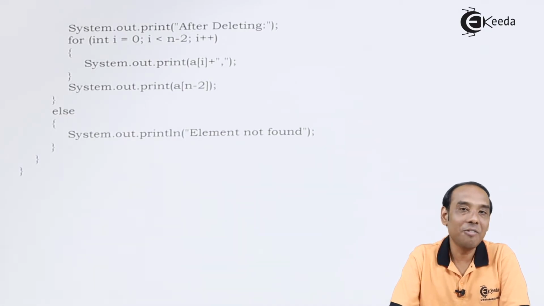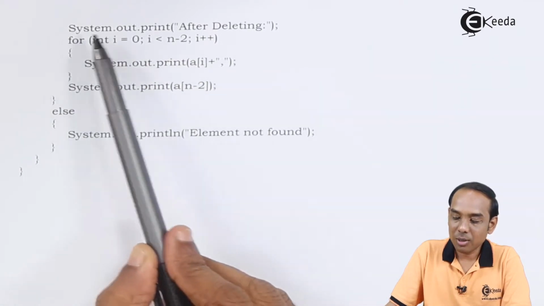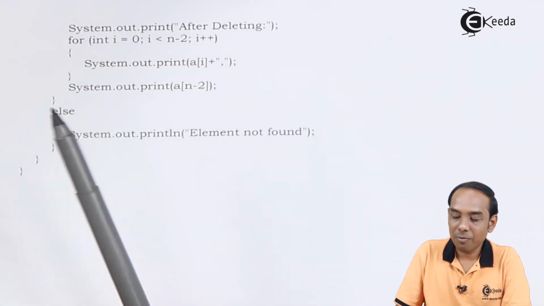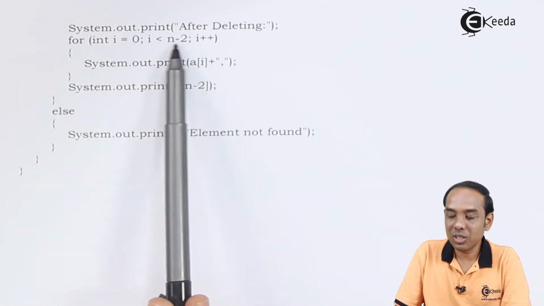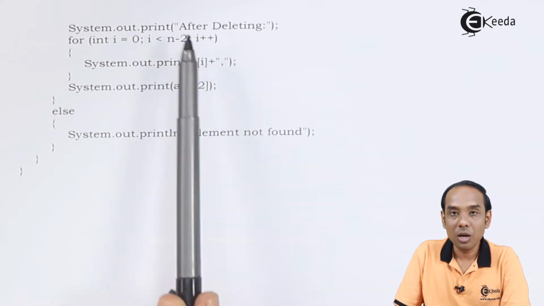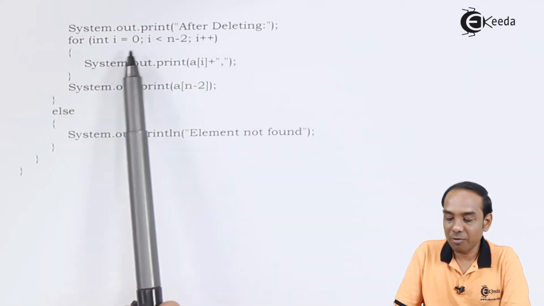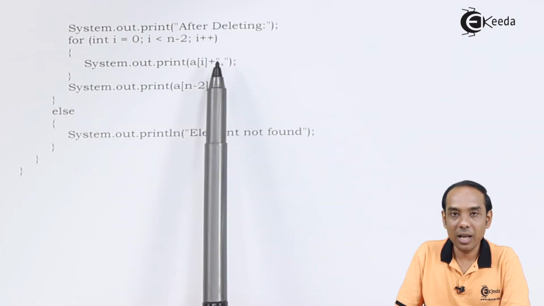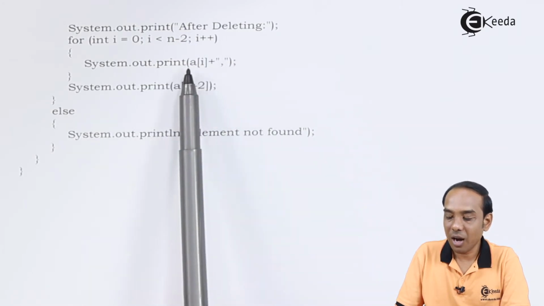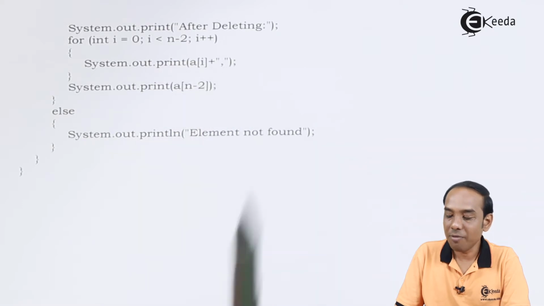You must remember, we have deleted one particular element from the array. So our n will now be n minus 1, not n minus 2. So we write System.out.print "after deleting", for i equal to 0, i less than n minus 2, since we have deleted one element from the array. So our array will be starting from 0 and going till n minus 2, and we display that particular array and also the values. So we have System.out.print a of i.